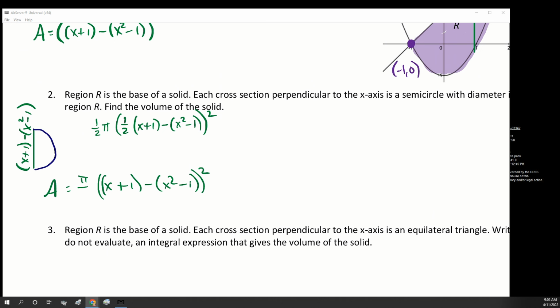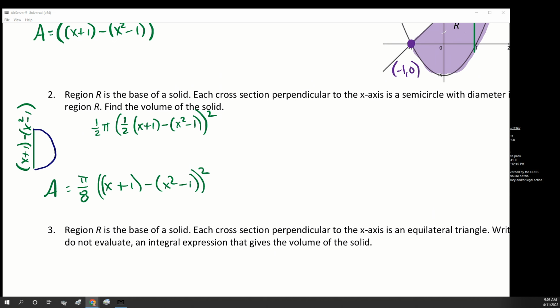But what would be in the front? Yes. You have to square this. So it's pi over 8. So if you can remember that, pi over 8 for all the semicircle cross sections, that'll save you some time. If not, you can get there.